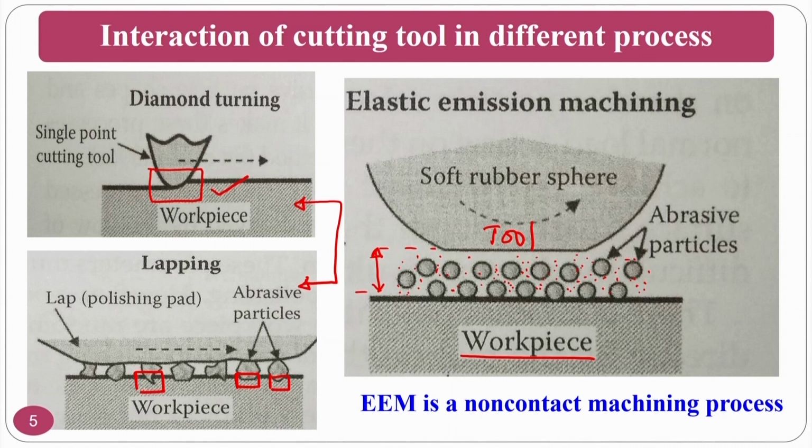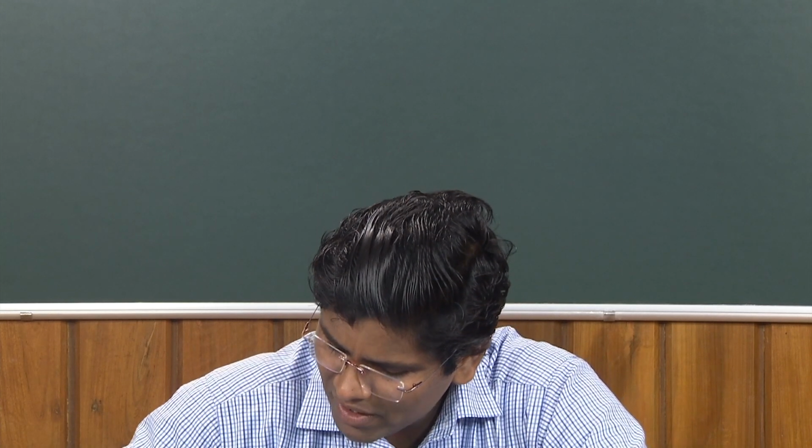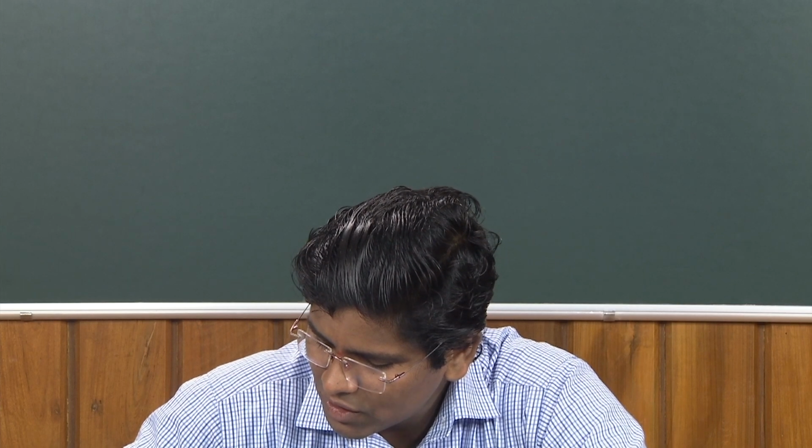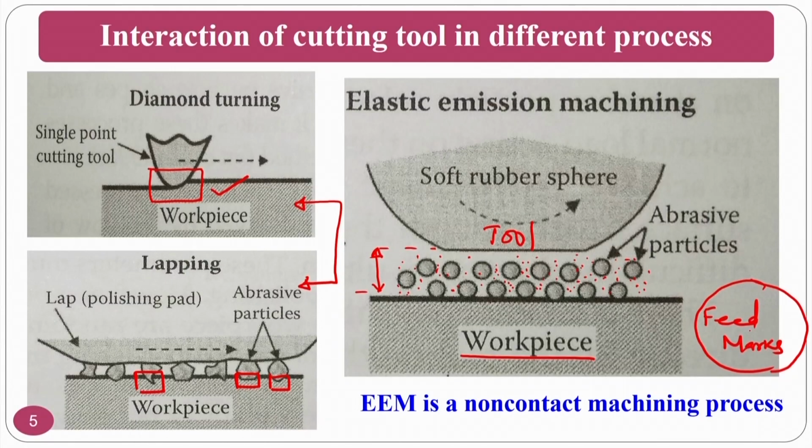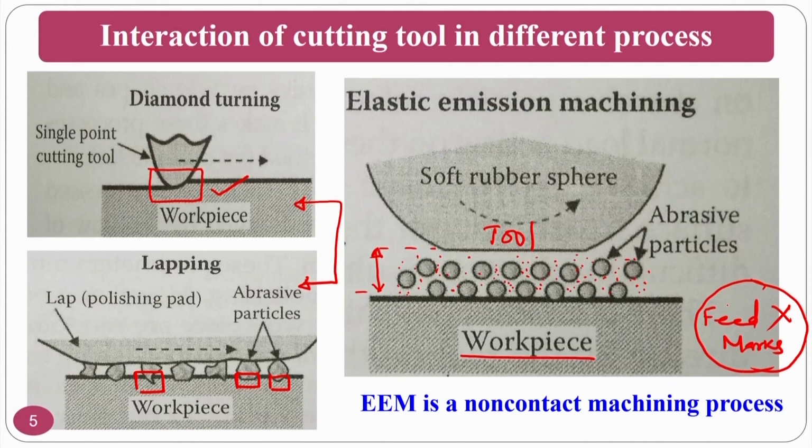So, in this particular case, as you see, in diamond turning as well as lapping complete contact is there, here there is no contact. If there is no contact, what will happen is you may not get any feed marks. So, these feed marks will not be there in this one, because of which the lenses or any optical things that are produced by the elastic emission technique will be scratch free, or will have a good surface roughness along with the figure also. So, this is one of the good processes for producing lenses.